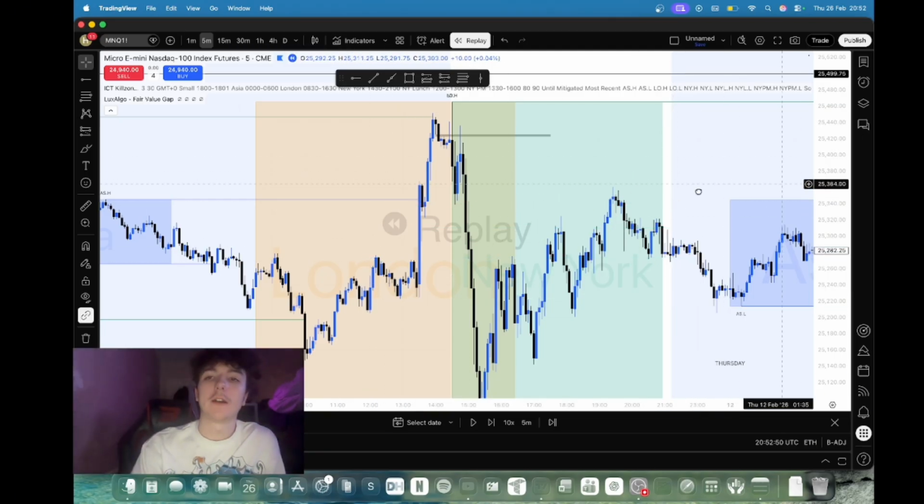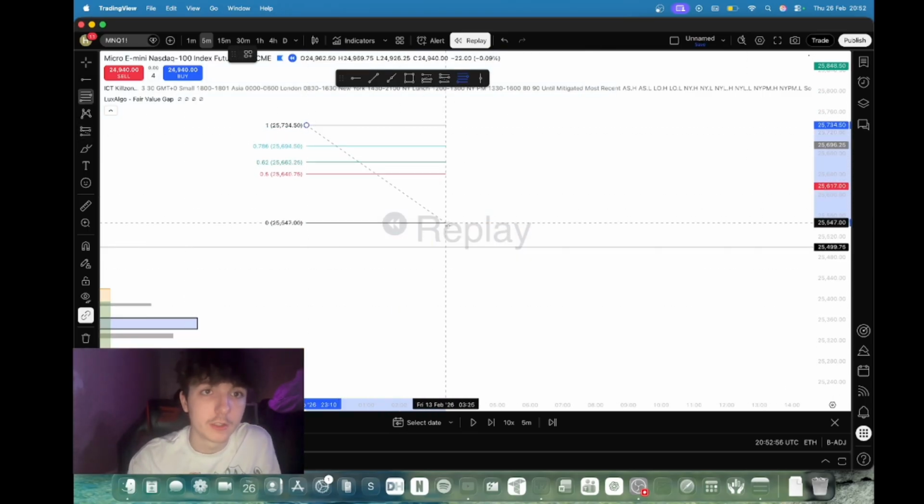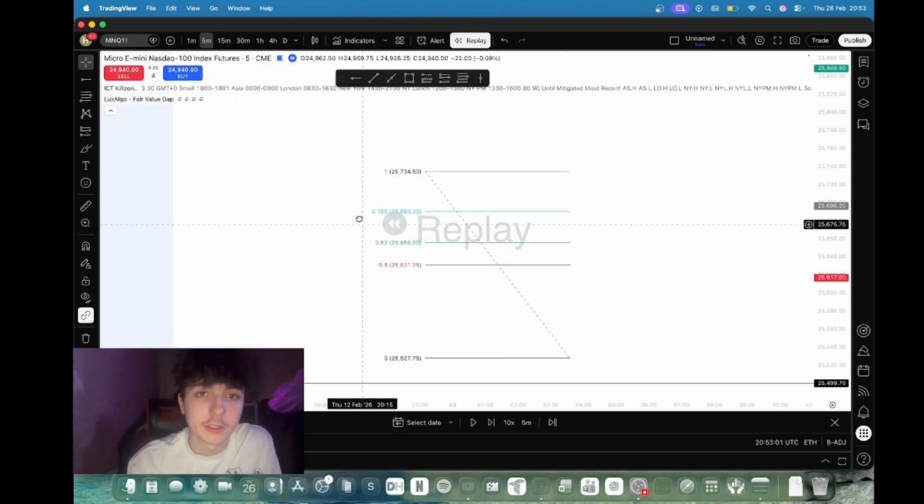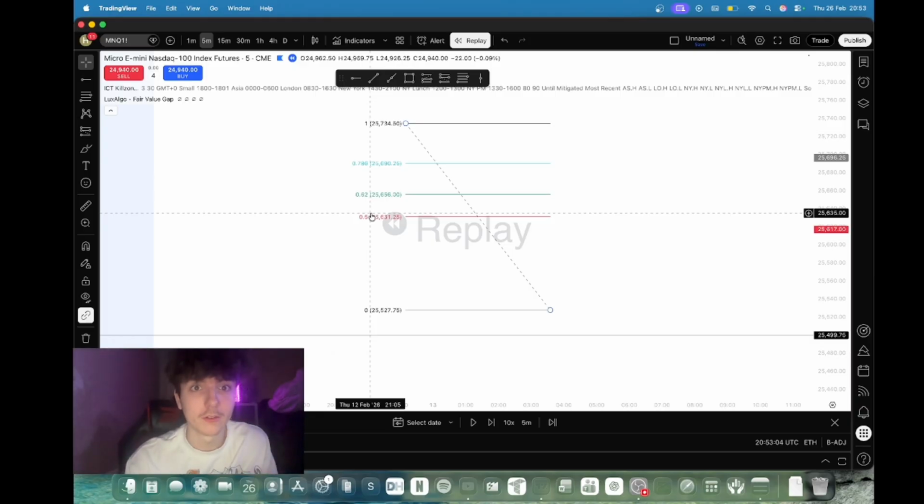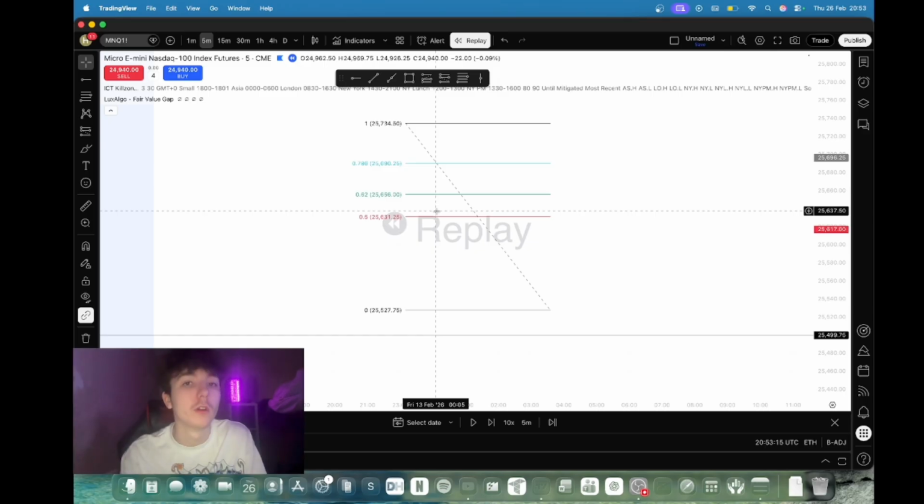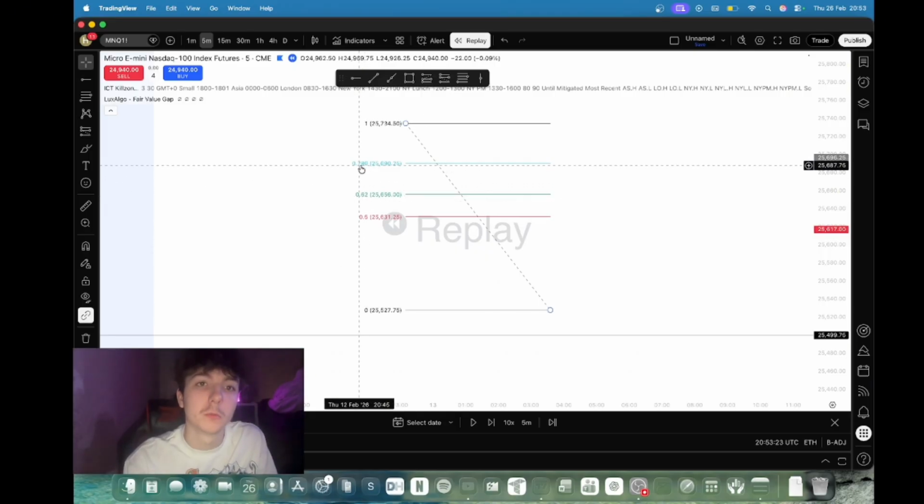If you have a look on the tool, you can see I have 3 little colored numbers here. I've got 0.786, 0.62, and 0.5. Now 0.5 and 0.62, if price stays between this range, you can assume it's going to rebound. If price goes up above 0.62 and starts to go towards 0.78, it's unlikely it's going to start moving back down. There's momentum in that direction.